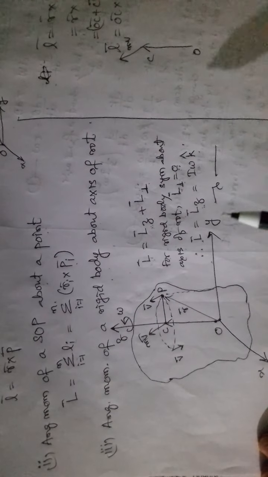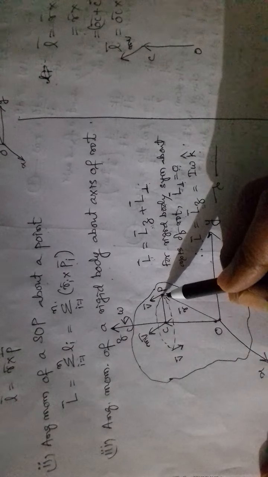Afterwards, now we want to find the angular momentum of a rigid body about its axis of rotation. So here, this is a rigid body, and this body is rotating about the z-axis. As the body is rotating about the z-axis, a particle inside the rigid body describes a circle around the axis of rotation.